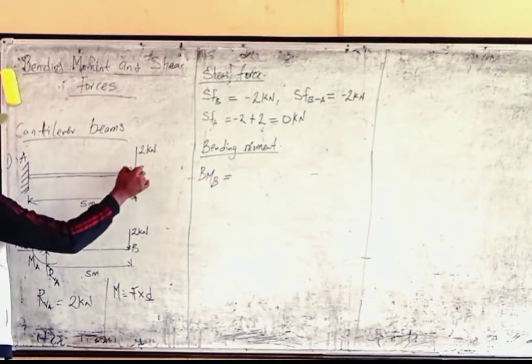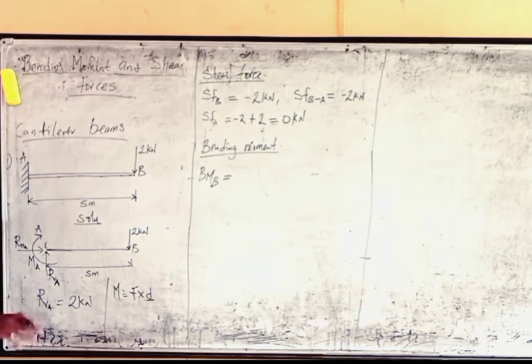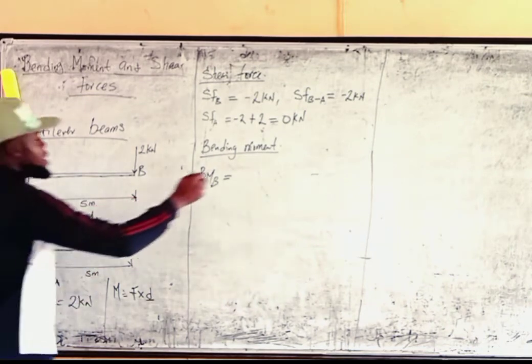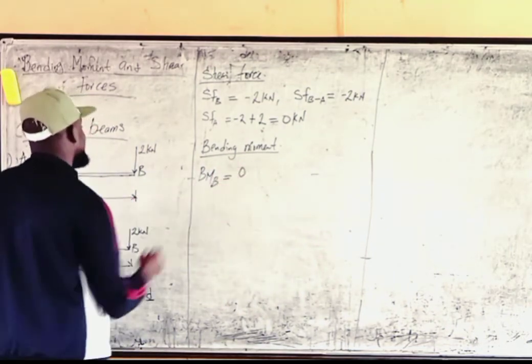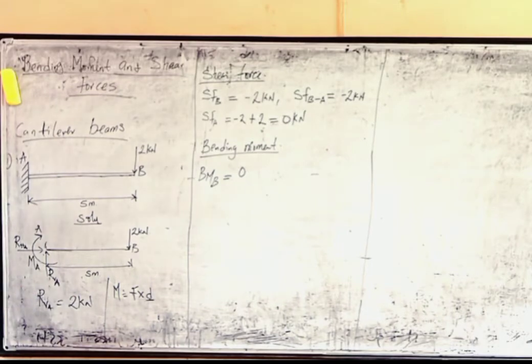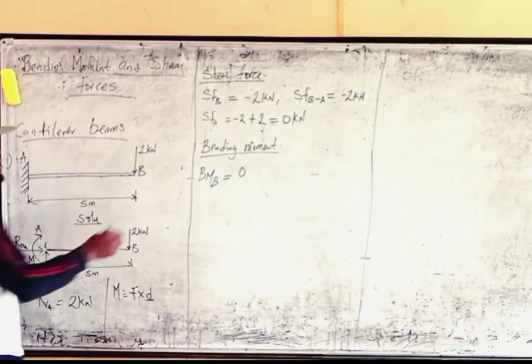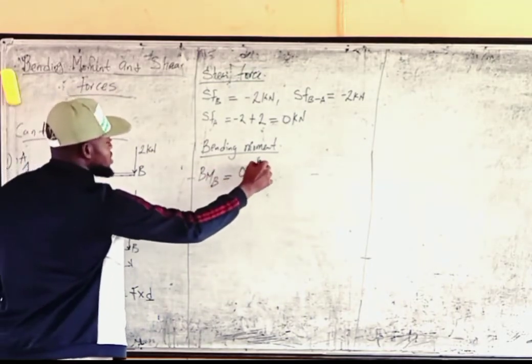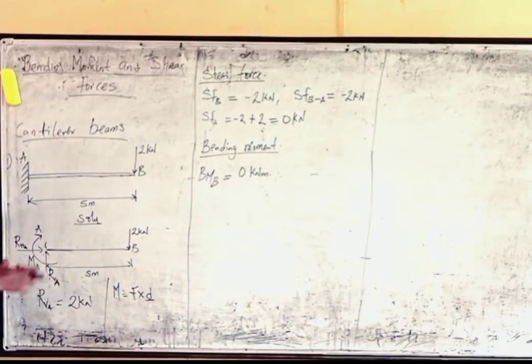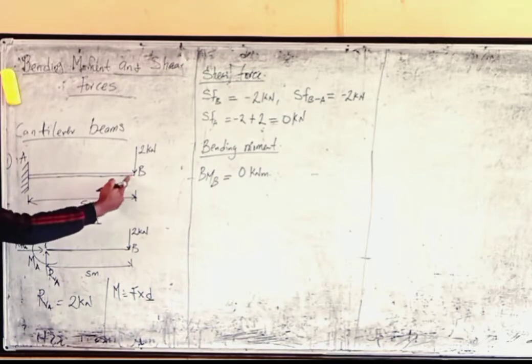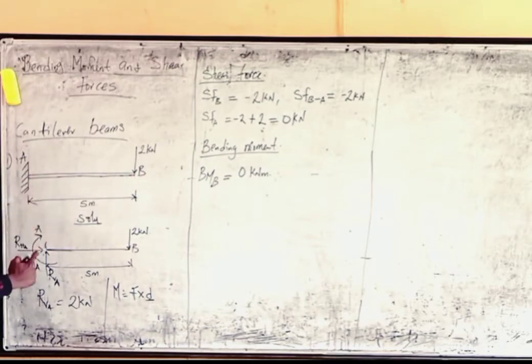Now at point B, the force is acting at point B, so there's no distance at all. If the distance is 0, the bending moment will be 0. So at point B, the bending moment is 0, so we have 0 kilonewton meters. So we are using kilonewtons. Then there's no other point. We will now get to point A.